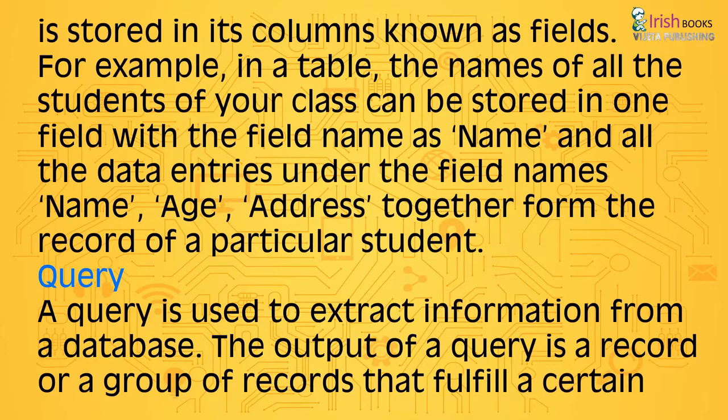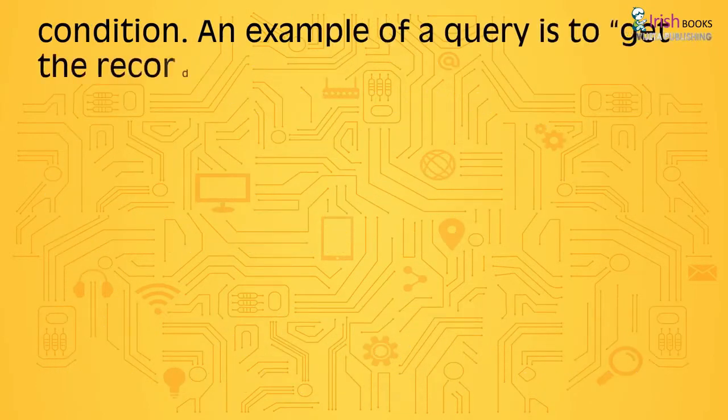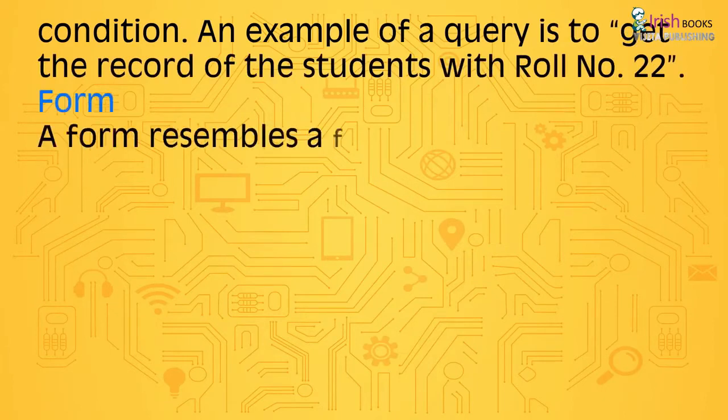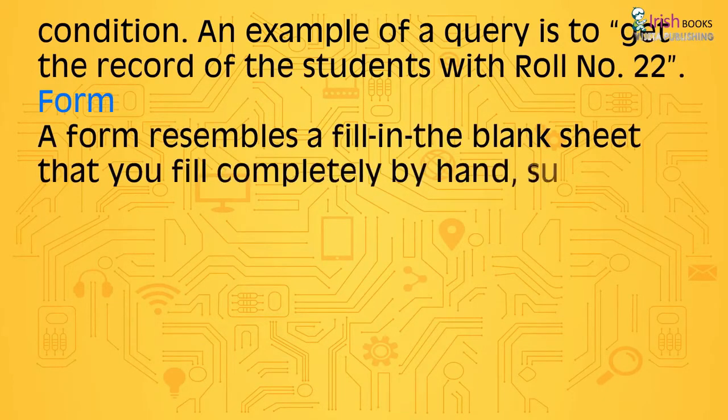Query. A query is used to extract information from a database. The output of a query is a record or a group of records that fulfill a certain condition. An example of a query is to get the record of the students with roll number 22.